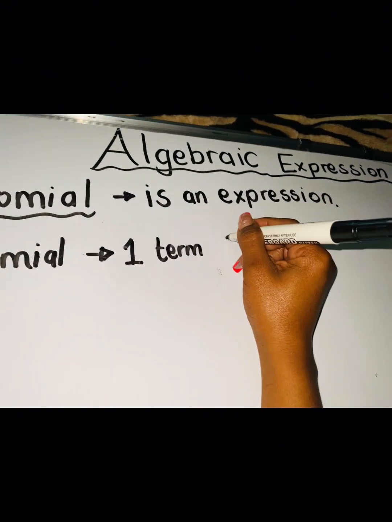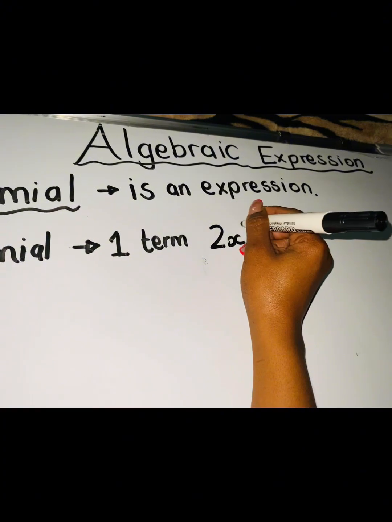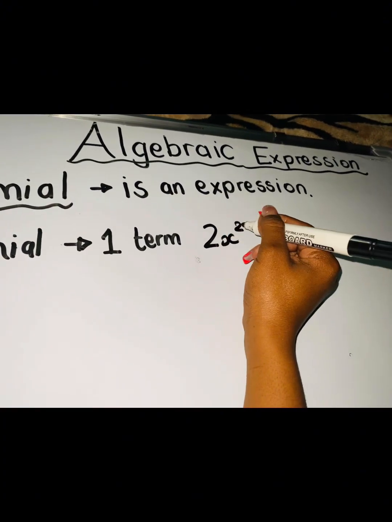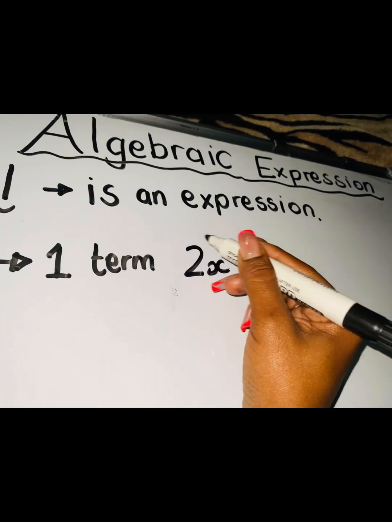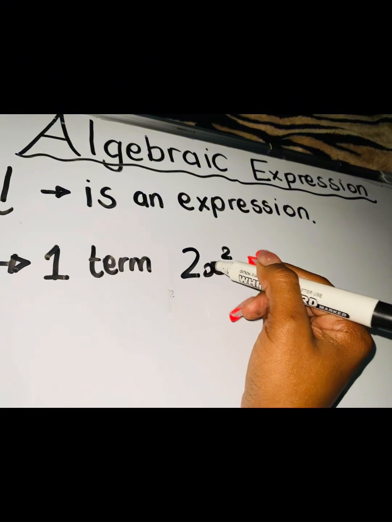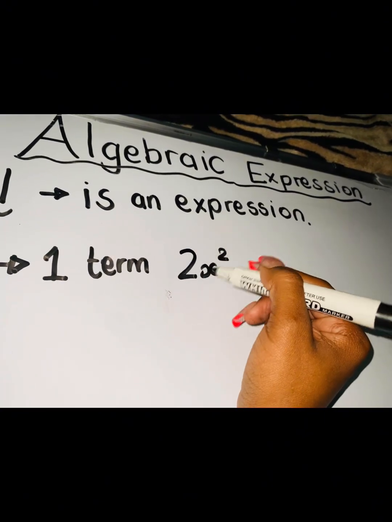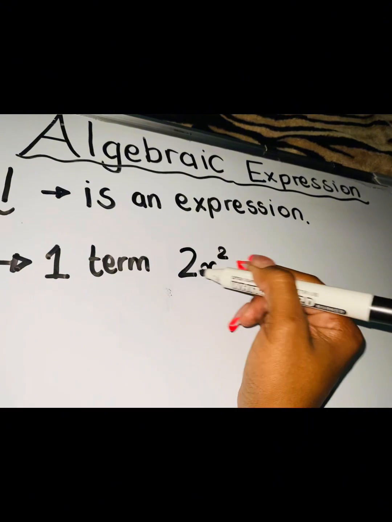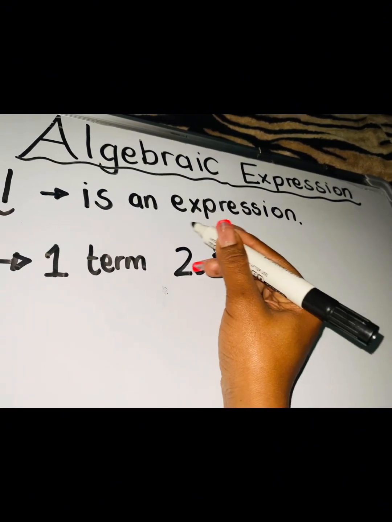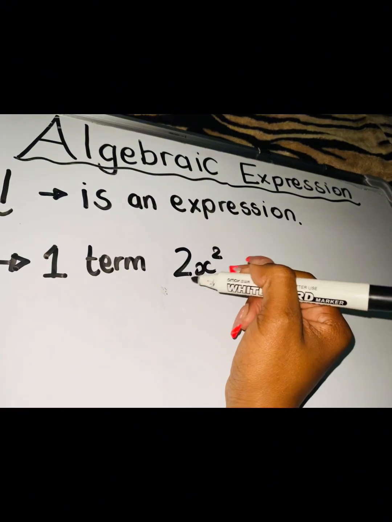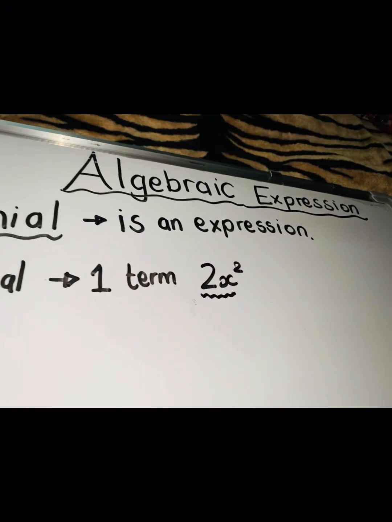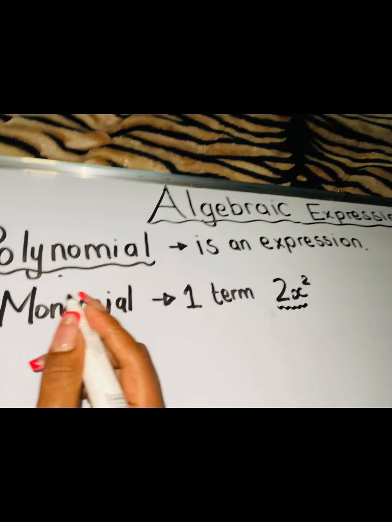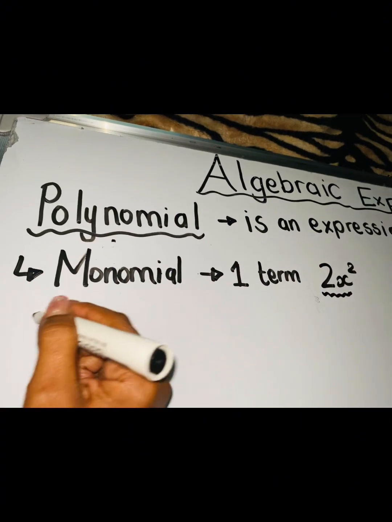For example, maybe we just have 2x squared. Remember, this is one term because we said terms are separated by a plus or a minus. But when we look at 2x squared, there is no plus or minus that separates the 2 and the x squared. That's because they multiply to each other. And whenever we have something that's multiplied to each other, it's like it's glued to each other. It forms one term. Right. So that is a monomial, one term.